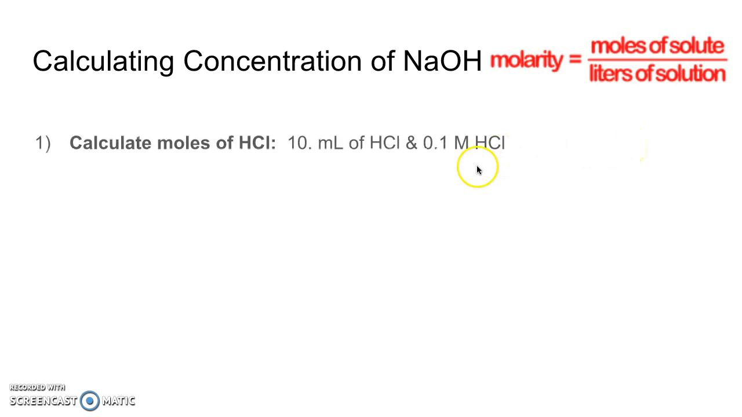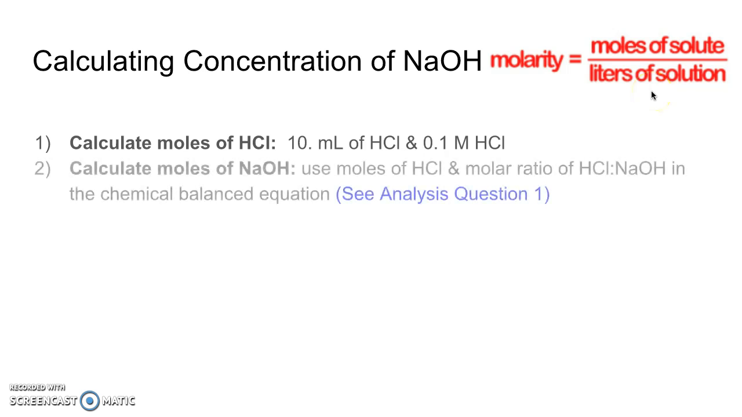So our very first step is to convert the molarity of HCl into moles of HCl. You should have used 10 milliliters of HCl for each trial because we used the pipette. And the concentration of HCl is 0.1 molar. So you're going to use these two values, plugging them into this equation appropriately to calculate the moles of HCl. Once you have your moles of HCl, you can now use the molar ratios of the balanced equation, which you've written down in analysis question number 1. So use the molar ratio to convert from moles of HCl to moles of NaOH.